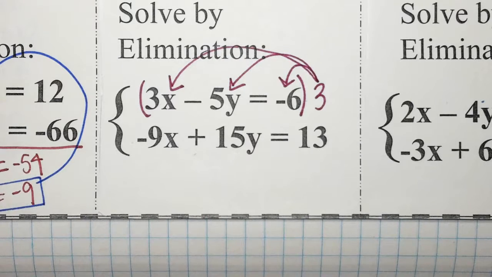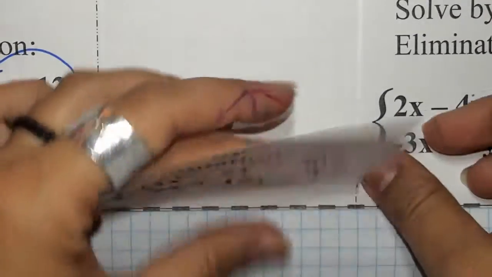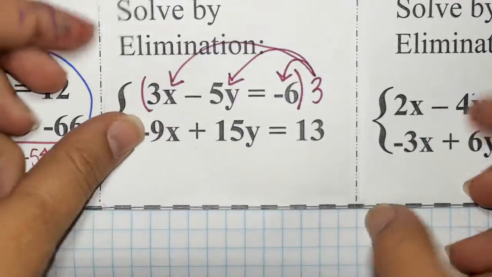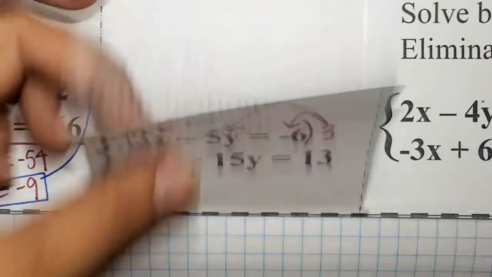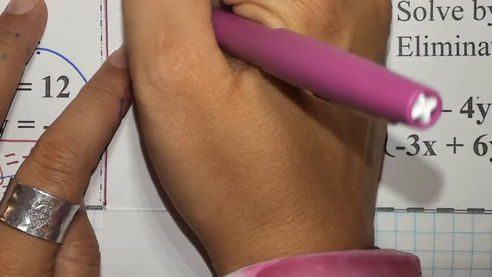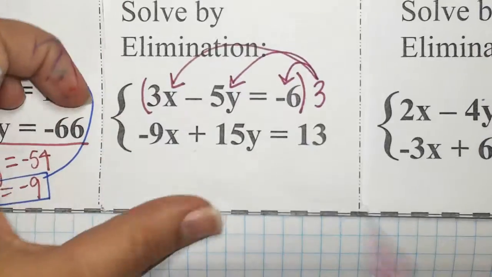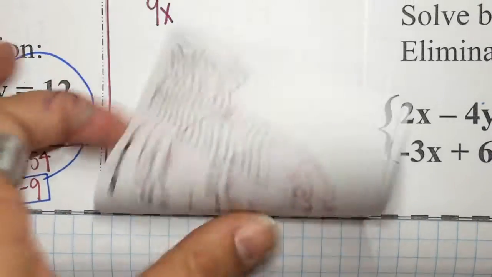So much better. We're going to rewrite our equation on the inside of our flappy so that we have plenty of room to write. So what would 3 times 3x be? 9x. So 9x. And then what would 3 times negative 5y be?